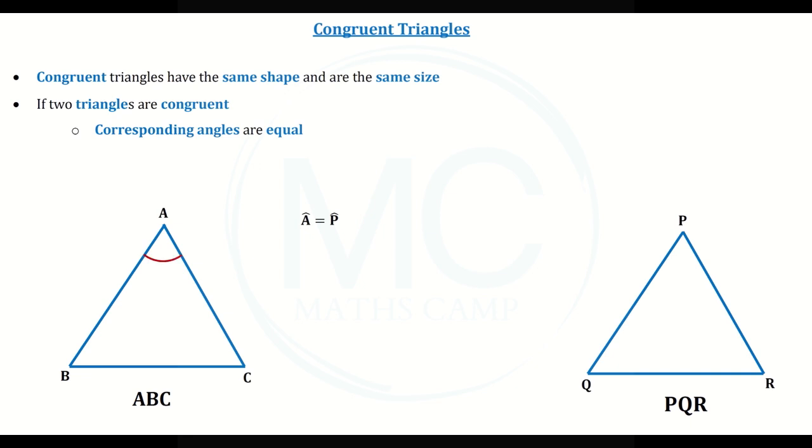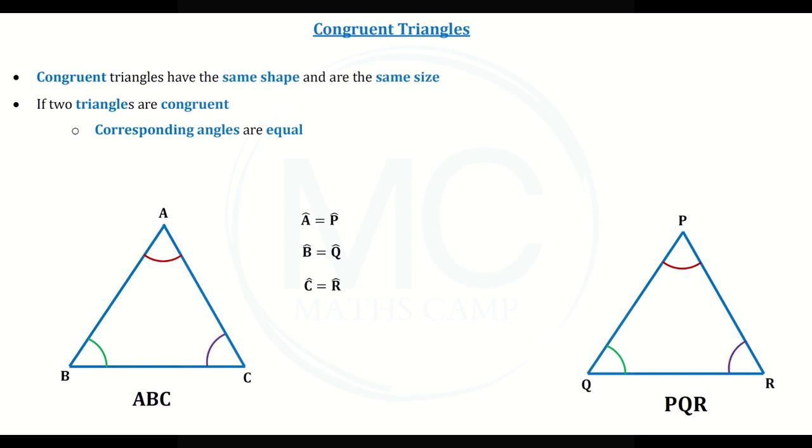Let's mark A and P on our diagrams in red. B is the second letter in ABC and Q is the second letter in PQR. So angle B will be equal to corresponding angle Q. Let's mark angle B and angle Q in green. Finally, C is the last letter in ABC and R is the last letter in PQR. So angle C will be equal to the corresponding angle R. Let's mark angle C and angle R in purple.